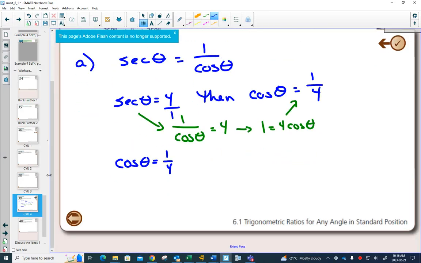So in grade 11, you would have thought about your CAST rule. And notice, since cos is a positive ratio, it can't be in quadrants 2 and 3. It would have to be either in quadrant 1 or quadrant 4.